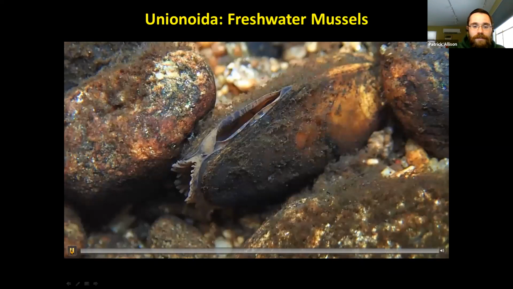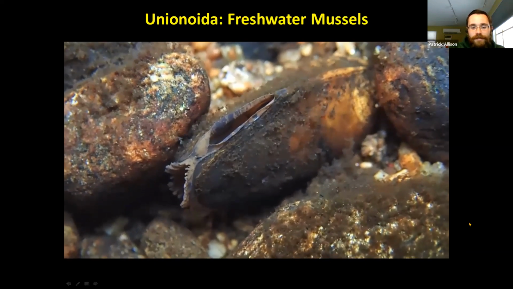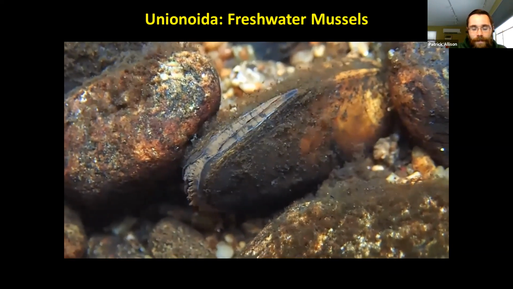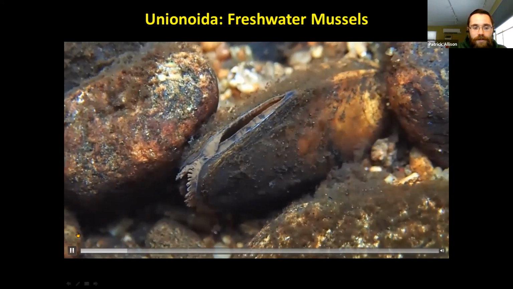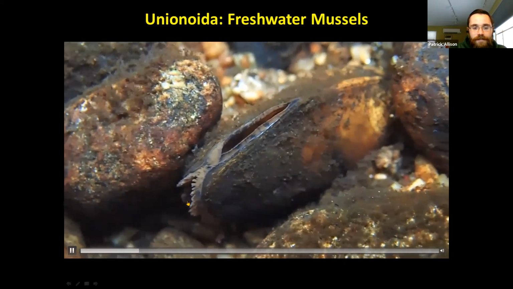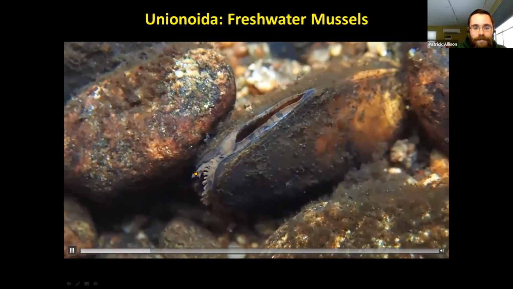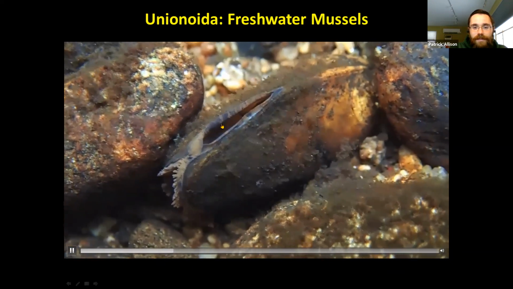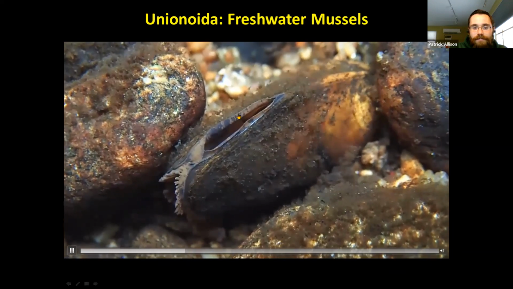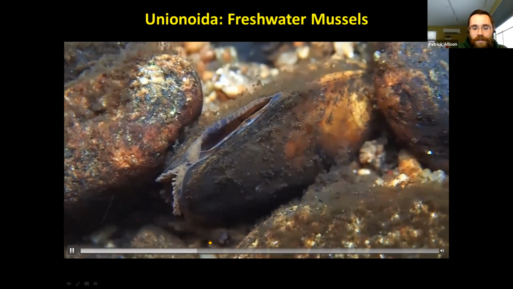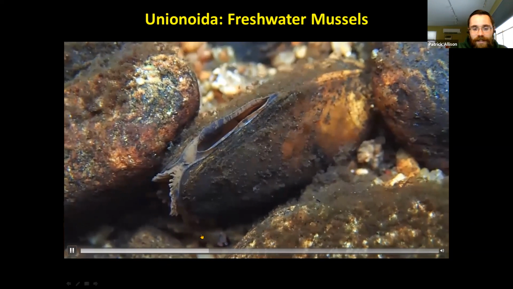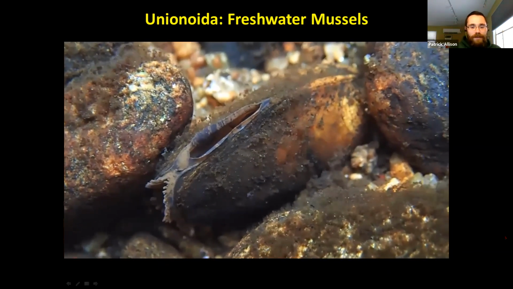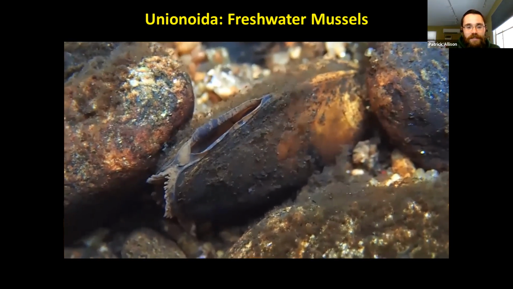So here's an example of a freshwater mussel filter feeding. So water is going to be flowing into the in-current siphon here, and then expelling waste from the ex-current siphon right here. So if you look down here, you can actually see a little caddisfly friend moving underneath of the freshwater mussel as it's filter feeding as well.